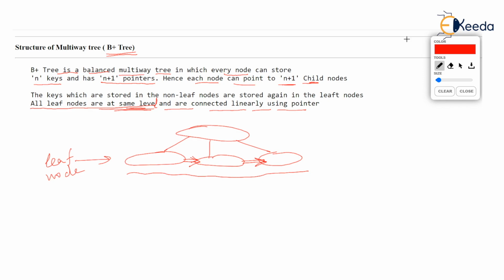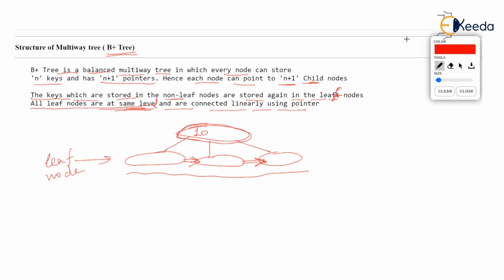Now, one more difference that you can see here is that the keys which are stored in the non-leaf node are stored again in the leaf node. I'm again sorry for the spelling mistake. Okay. Are again stored in the leaf node. What I mean by that is, now you all know that this node which I am pointing to is a non-leaf node because it has children. Imagine that there is a key like 10 stored here. Now this 10 is a key in a non-leaf node. Then the same 10 will appear again in one of the leaf nodes.